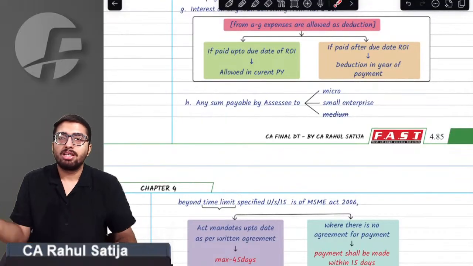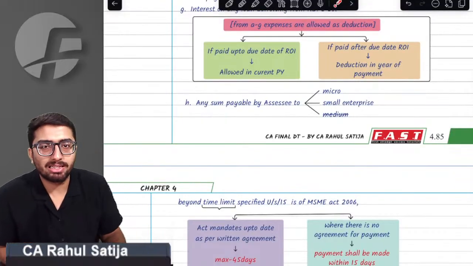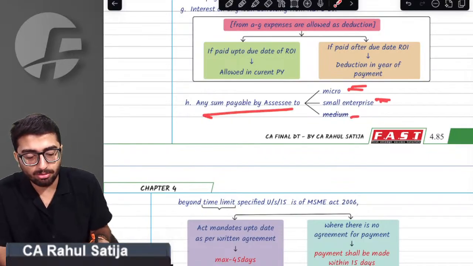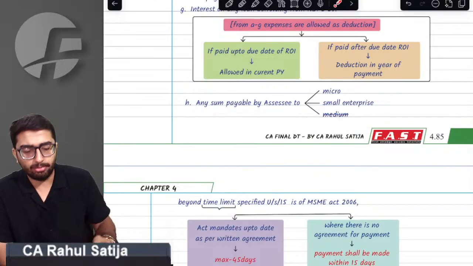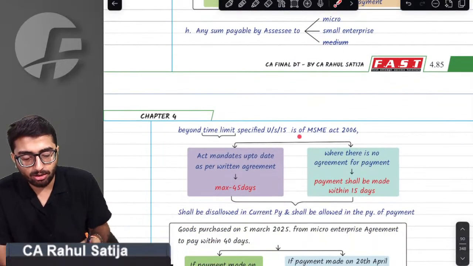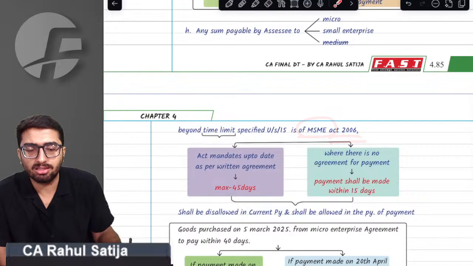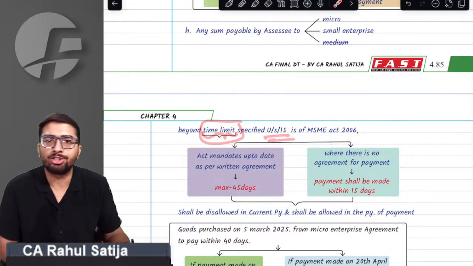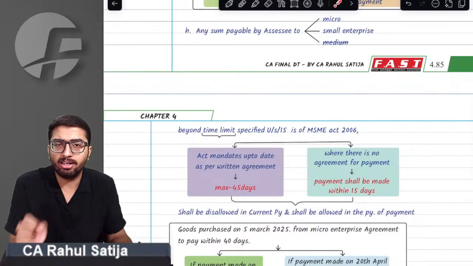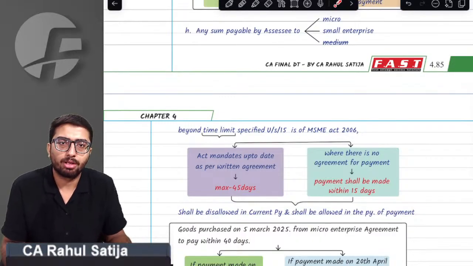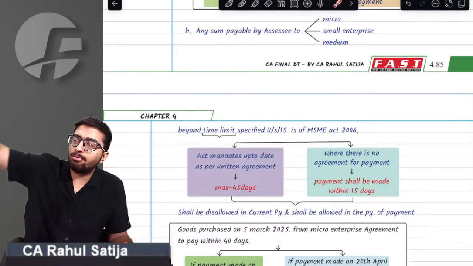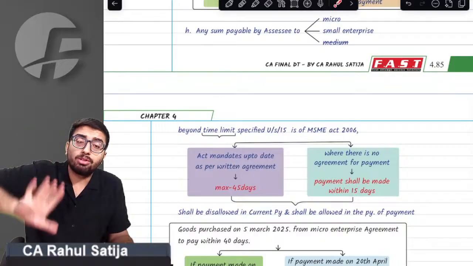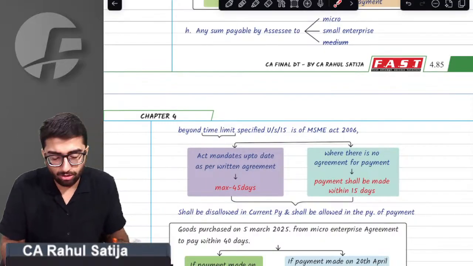Then we have the eighth clause, section 43B clause 8. What it says is, if any sum is payable to micro and small enterprises, as defined under the MSME Act 2006, we have to pay them within the time limit specified under section 15 of the MSME Act. We have to make payment up to the due date specified under Section 15 of the MSME Act.